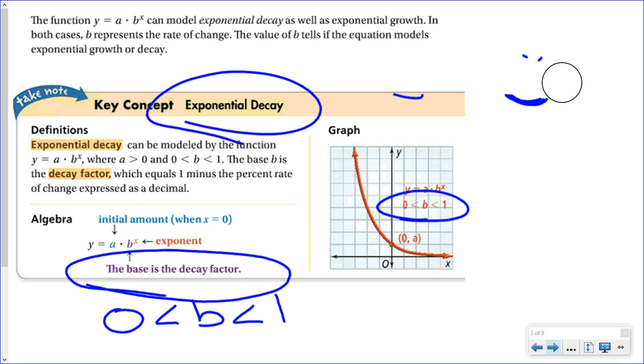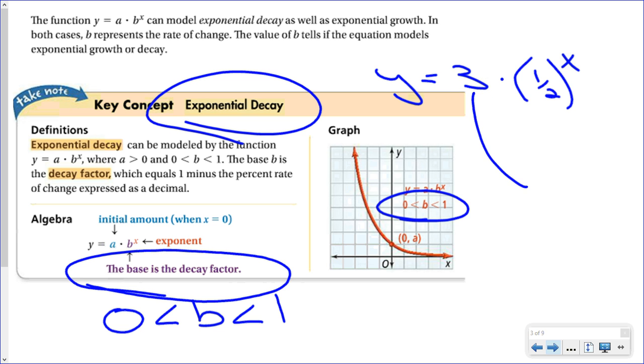Okay, let's try another one here. Let's say that you had y equals 3 times 1/2 raised to the x power. If I want to look for my initial amount, I know it's 3. If I want to identify a growth factor or decay factor, this is where it's at. This is a decay factor because it's in between 0 and 1.